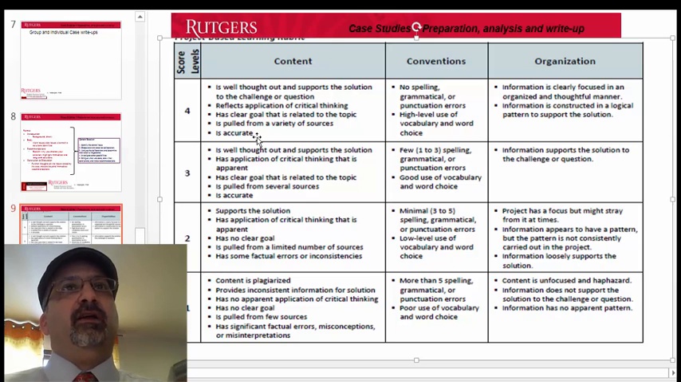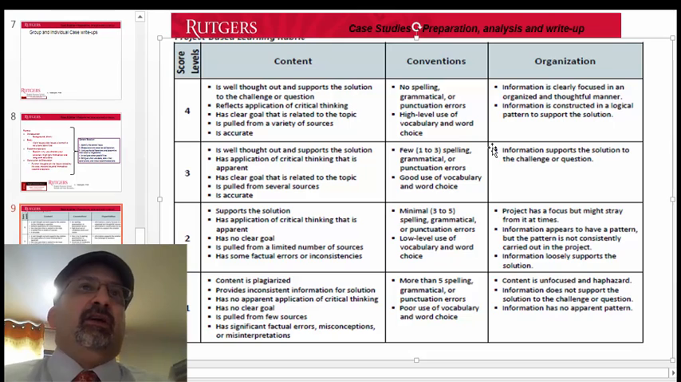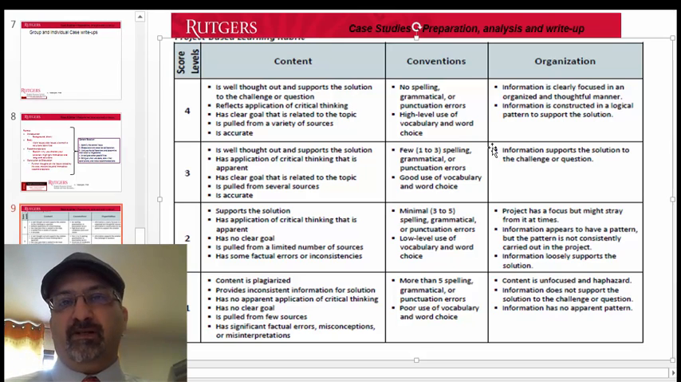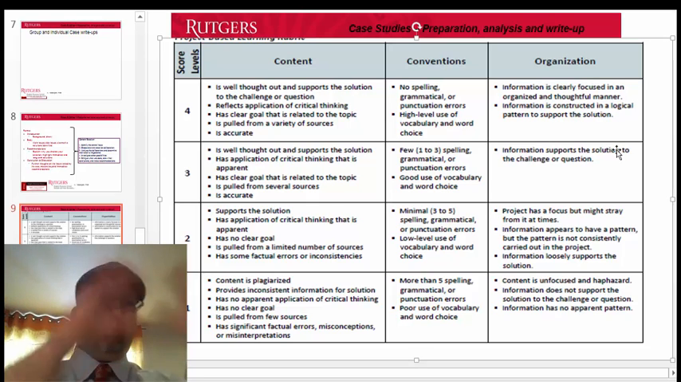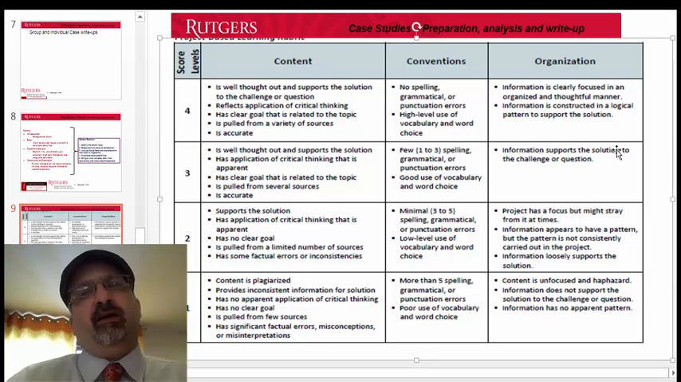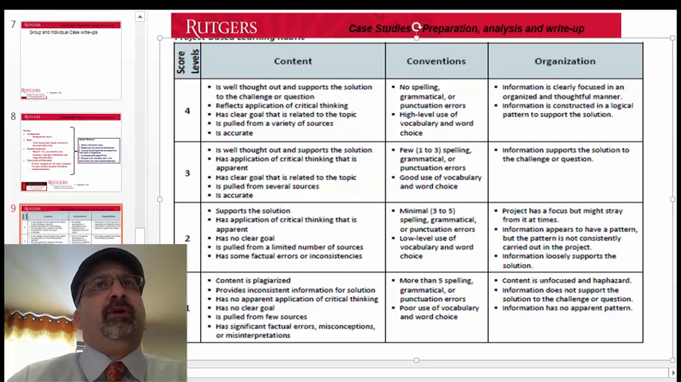And no spelling, no grammatical issues, punctuation important, just because that shows that you're a professional. Good vocabulary and word choice is important. And the fact that information is clearly focused on the organization in a thoughtful manner, right? You're not spreading and jumping around talking about unessential and unimportant factors.